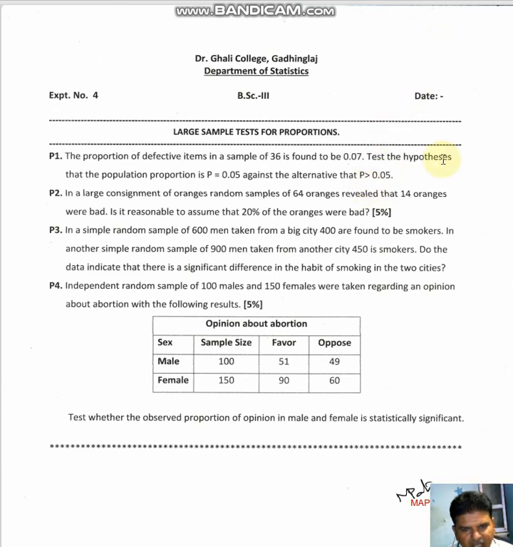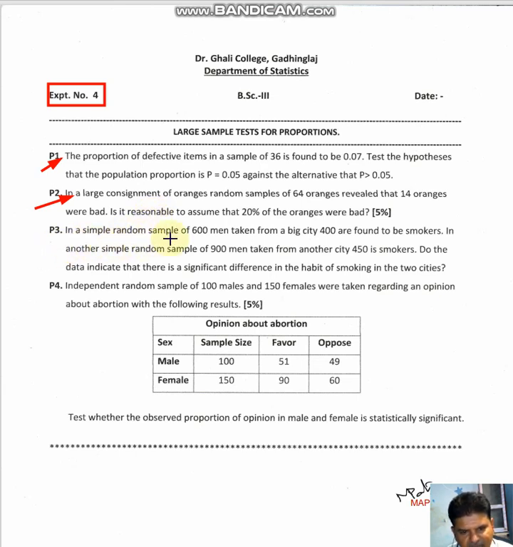Now we can continue our discussion of experiment number 4, where we are discussing large sample tests for proportions. In my previous video, I discussed these two examples wherein a single sample is there. See example number 3.